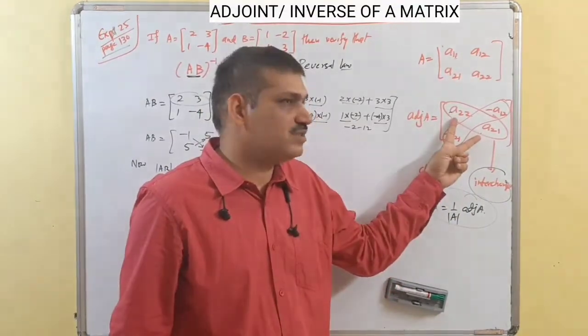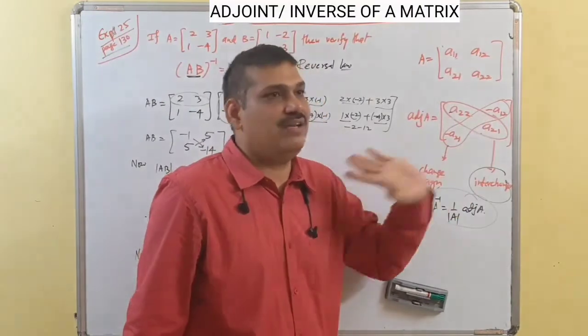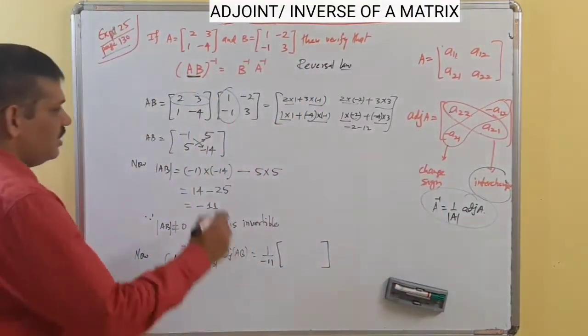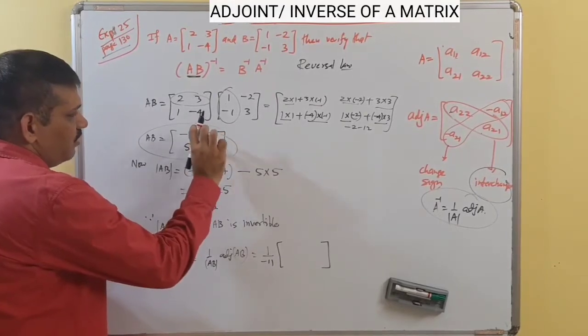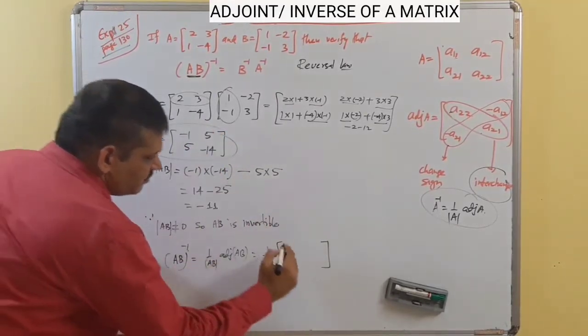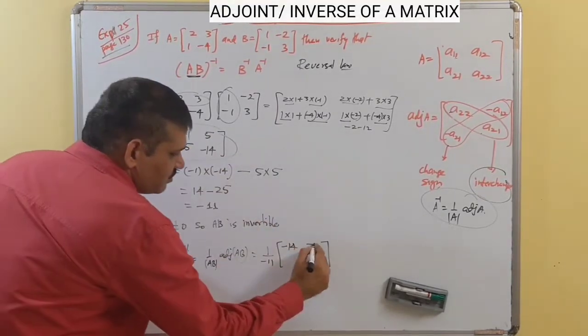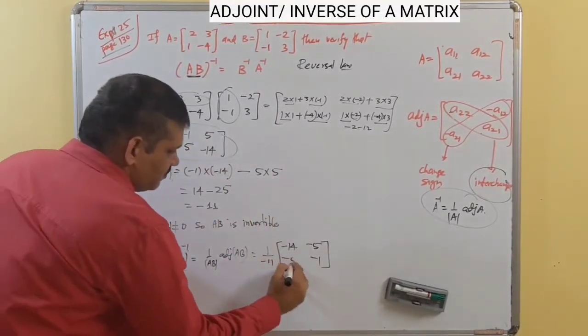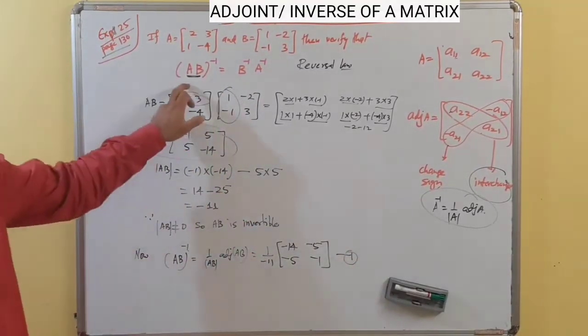We will interchange these two elements. These two elements will not change their place, only the sign will be changed. So here is AB. We simply interchange these two elements, that is minus 14 and minus 1, and we change the sign of these two. This will be minus 5 and this will also be minus 5. This is equation 1. Our left hand side, AB inverse, is ready.